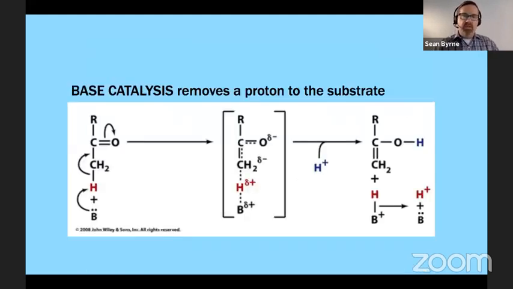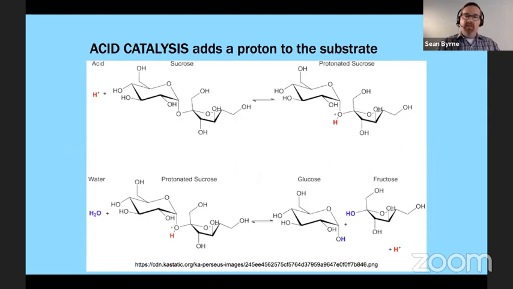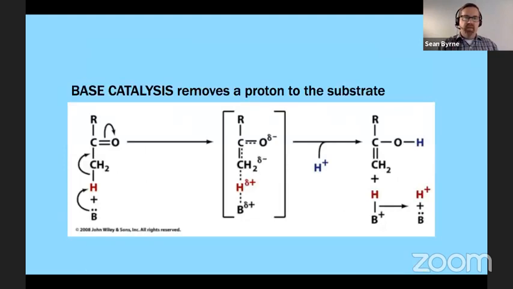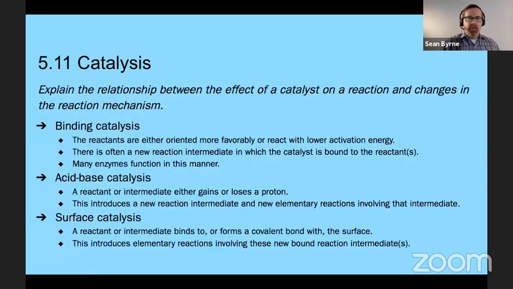So those are 2 pretty complex examples, and for our purposes, it's probably enough to remember, what do acids do? They donate a proton. They're going to add that proton specifically onto the substrate, and then in the presence of a base, a proton would be removed, because what does a base do? A base is a proton acceptor. Both of those are consistent with our discussion of acids and bases from earlier in the year.